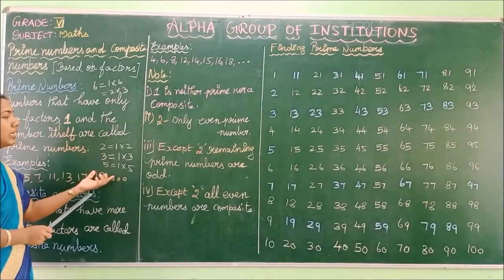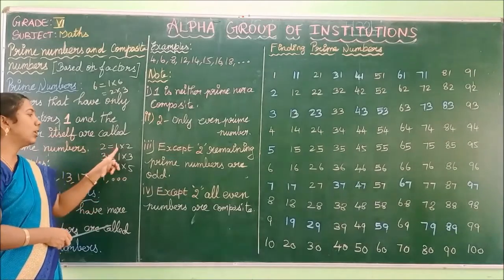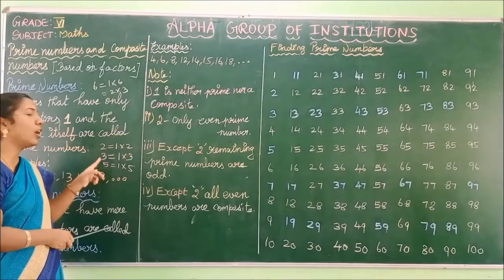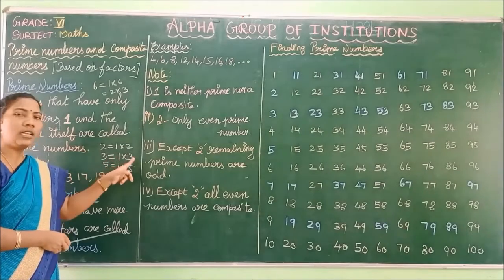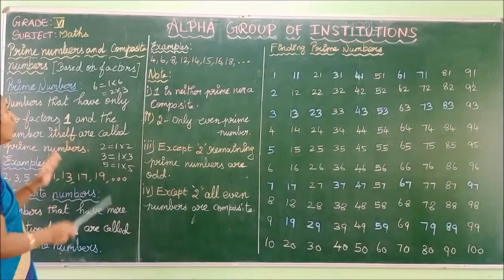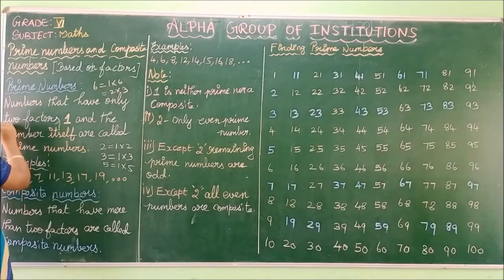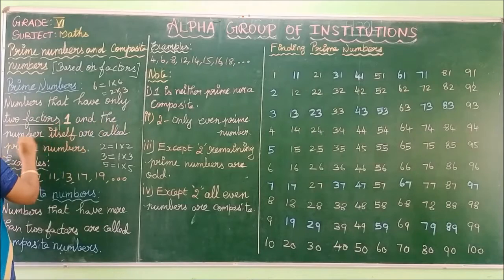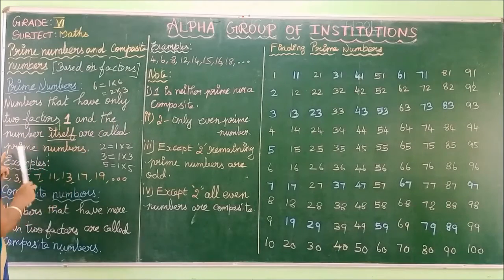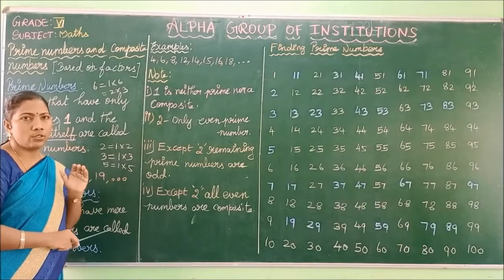So from these examples, we can easily say 2 has only 2 factors, 1 and itself. 3 has only 2 factors, 1 and itself. 5 has only 2 factors, 1 and itself. So by the definition of prime numbers, the numbers having only 2 factors, 1 and the number itself, are called prime numbers. That's why we say 2, 3, 5, 7, 11, 13, 17, 19, etc. are prime numbers. Do you understand, children?